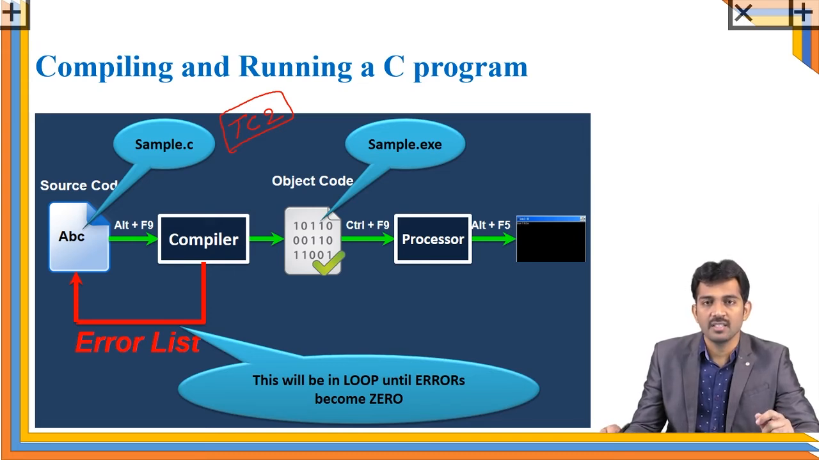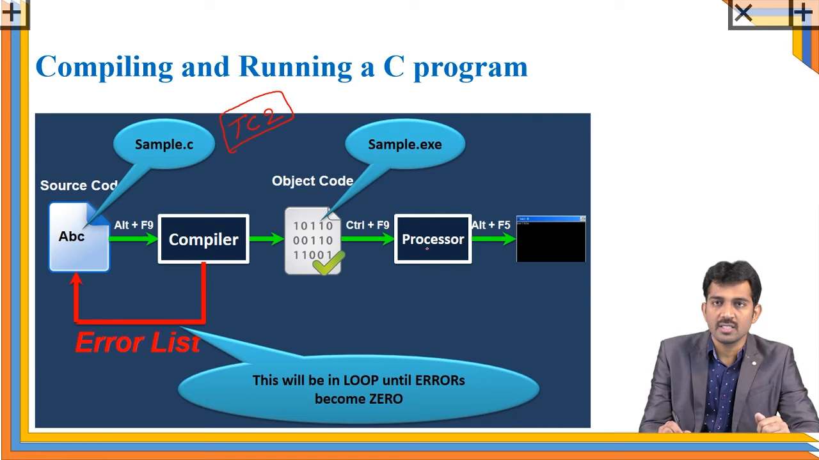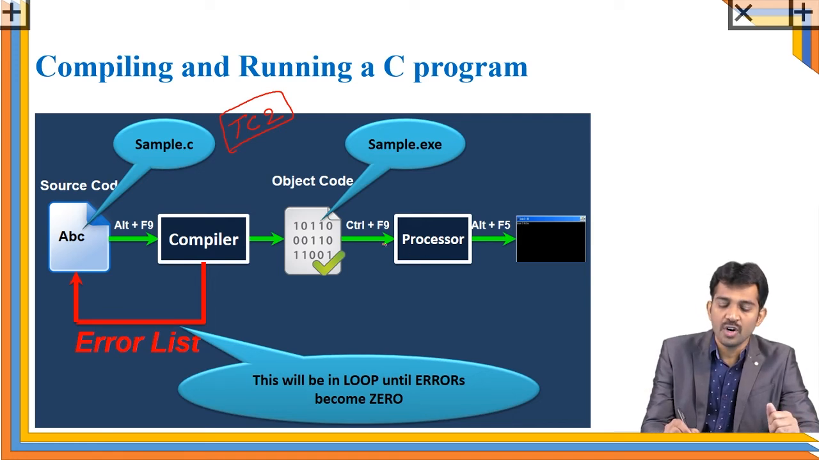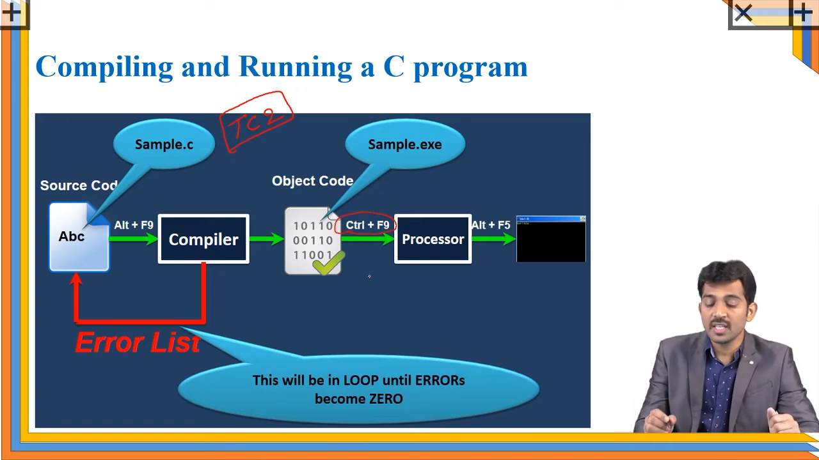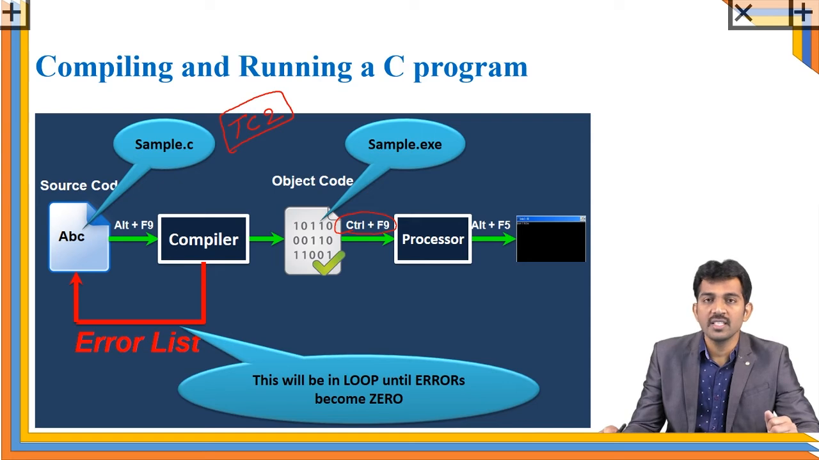The compile time errors, syntax errors, right? It will show the compile time errors. After that, object code. So you need to process, right? To run a program, you should use Control F9. Then your code is converted by the loader and it executes the code. Right? This is the process of execution of your code.